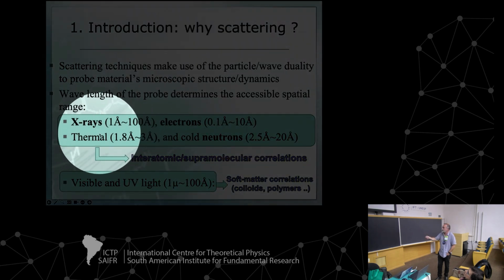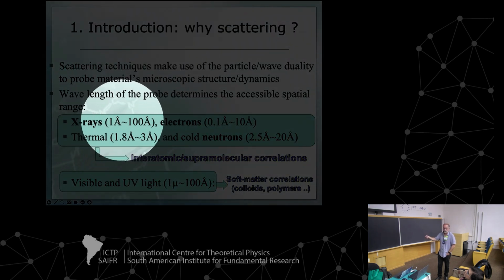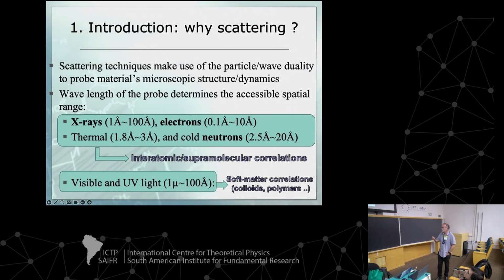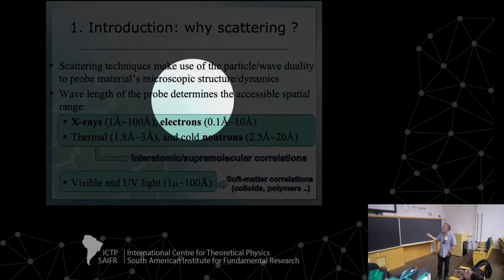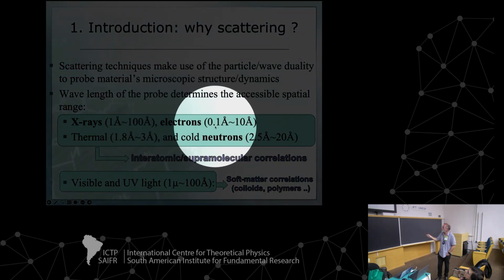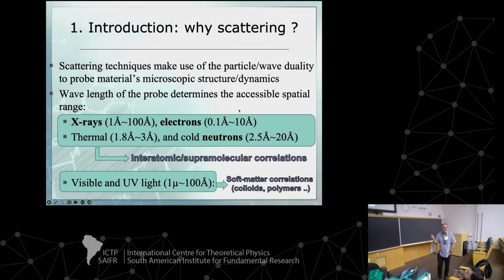In the case of X-rays, that is photons, here we don't have a mass, we will be dealing with wavelengths between 1 angstrom and 100 angstroms. So this is quite a wide range. For electrons, that's for electron microscopy, we have between 0.1 angstrom and 10 angstroms. That means electrons will tell you a lot about the structure of materials at the very, very short distance which we can actually sample. And then for neutrons, we have different types of neutrons depending on the temperature.